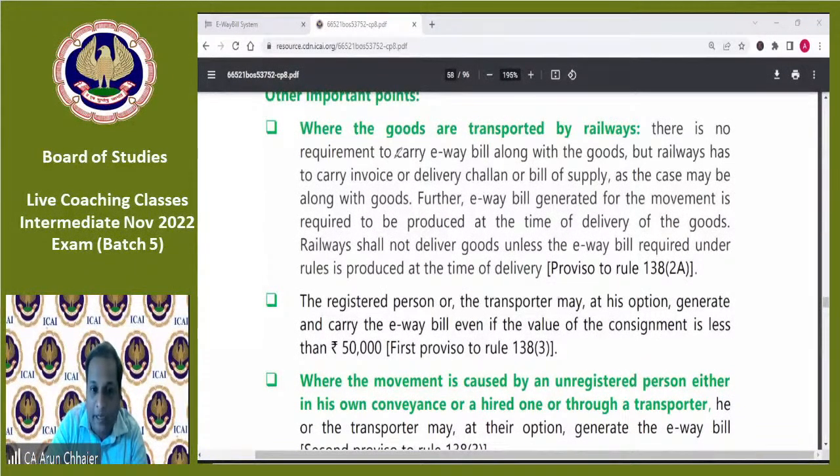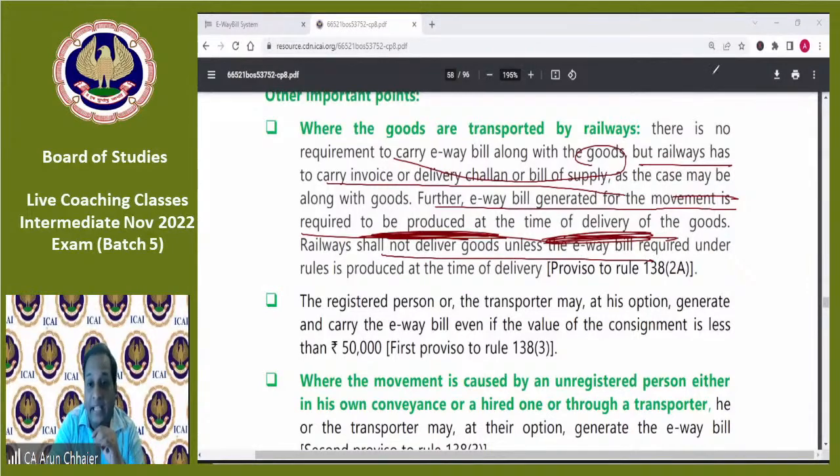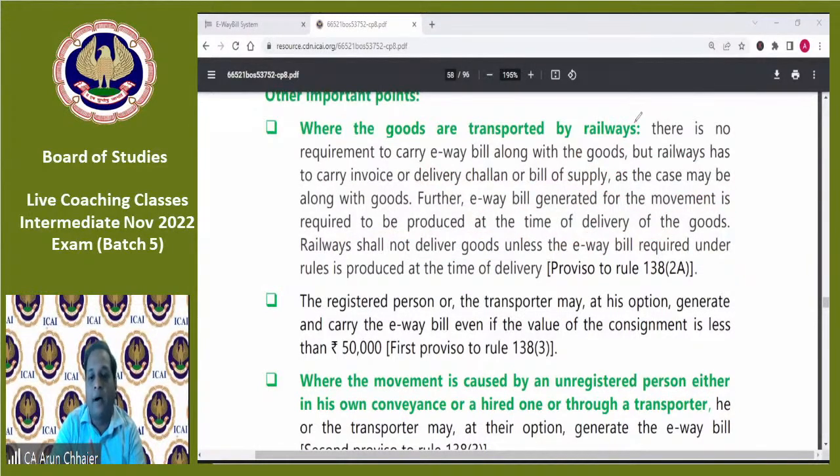There is no requirement to carry the e-way bill along with goods, but the railway has to carry the invoice or delivery challan, as the case may be. Further, the e-way bill generated for the movement is required to be produced at the time of delivery of the goods. Railway shall not deliver unless the complete e-way bill with Part A plus Part B is produced at the time of delivery.